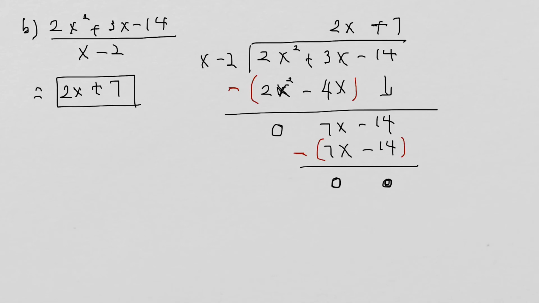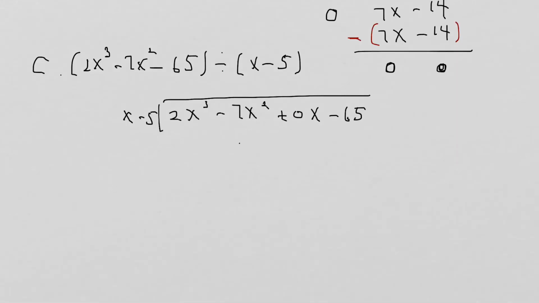Let's look at another one. We're looking at 2x cubed minus 7x squared minus 65, dividing by x minus 5. And you can see there is another missing term right here. You start from cube, square, and you need the first exponent, but you don't have it. So when you're writing into the long division, you have to have a placeholder, right? 0 for the x term. Make sure this is all in descending order also.